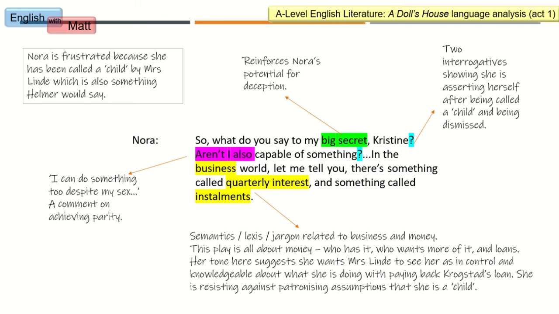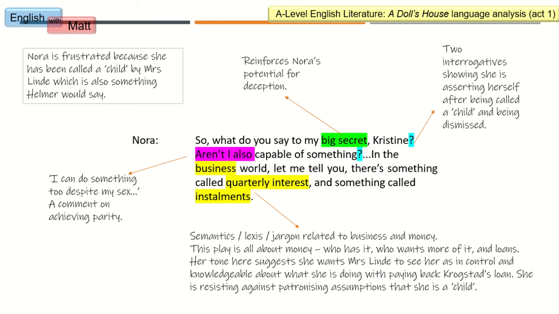Mrs. Lind, she's also revealing that secret to us, the audience. And we remember then, for the rest of the play, what kind of situation she's got herself into. So this conversation, this discourse, is created because she's frustrated that she has been called a child by Mrs. Lind. And it's also something that Helmer would say.